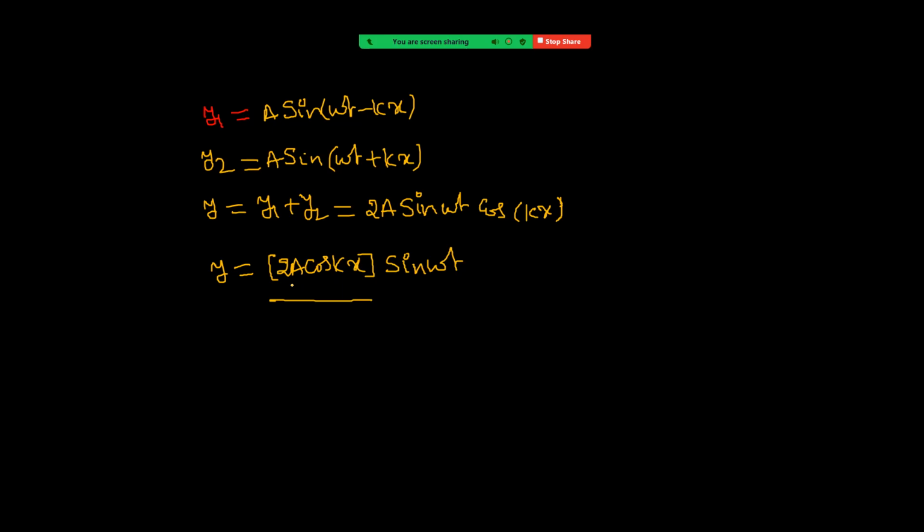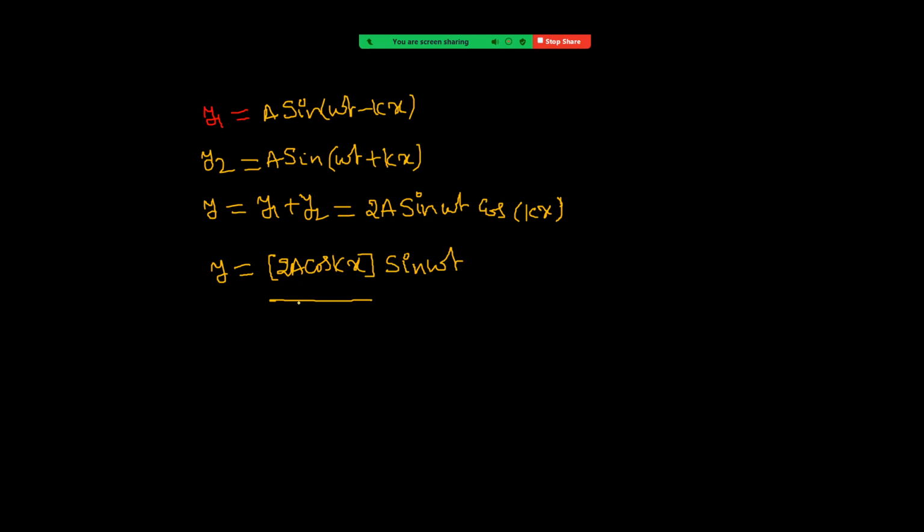I am repeating. When we discussed traveling waves, each and every point had the same amplitude. But coming to here, from point to point the amplitude changes, which depends on the location of the point. So I will write here: amplitude is now 2A cos kx, taking the modulus value.